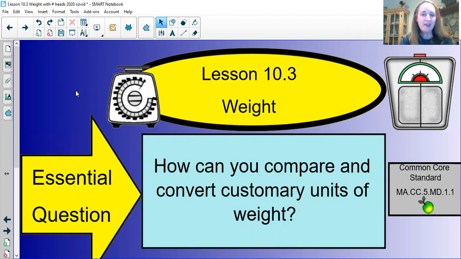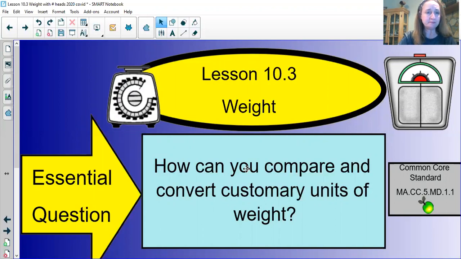All right. So our essential question is, how can you compare and convert customary units of weight? So we're going to be dealing with pounds, ounces, and tons. Now remember when we learned in class, anytime you go from a small unit to a large unit, you divide. So you take your hand and you go from small to a large, you divide, and from a large to a small, you're going to multiply. Okay, you're going to want to use that today when you go through these different questions. The same thing like we did when we did capacity and length.